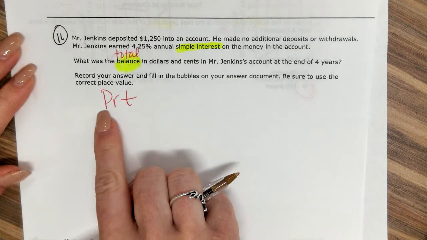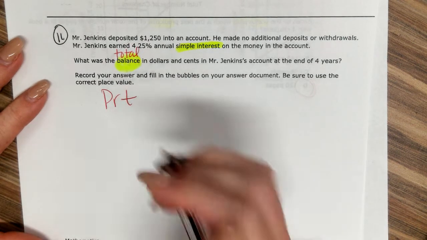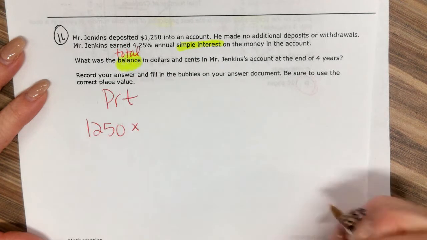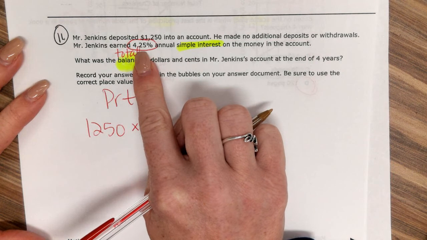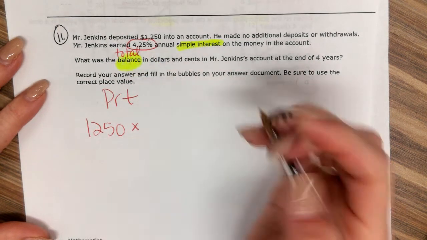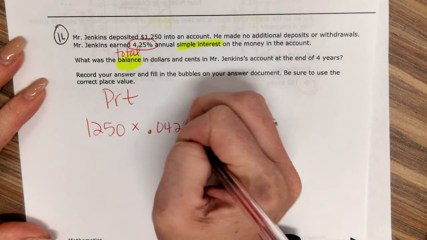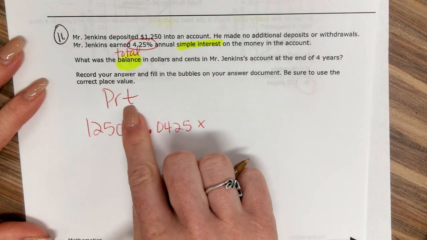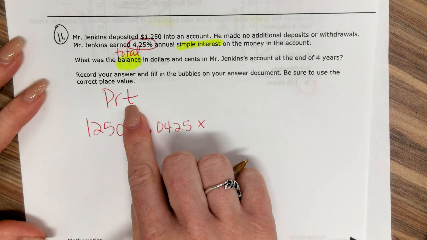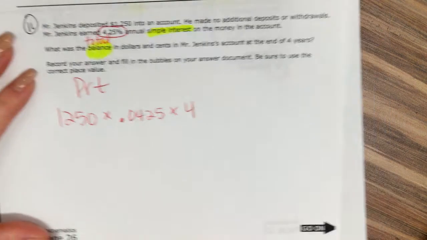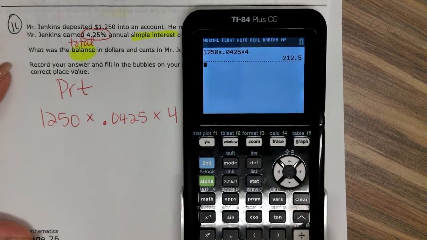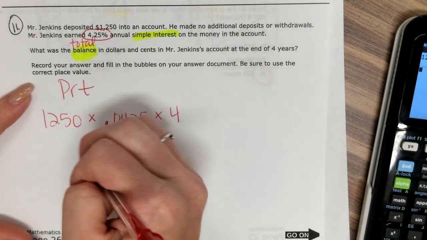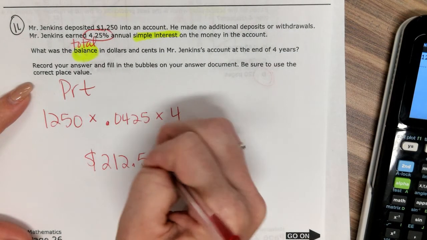What's the principal? The starting amount? 1,250 times, what was the rate? But what do I have to change that to? By dividing by 100. So you get 0.0425 times, what does T stand for? Time, so 4. So I simply type that into my calculator. Make sure you're not in mode float 2. I get $212.50. Is that my answer?